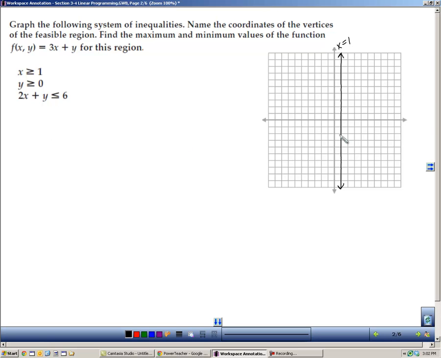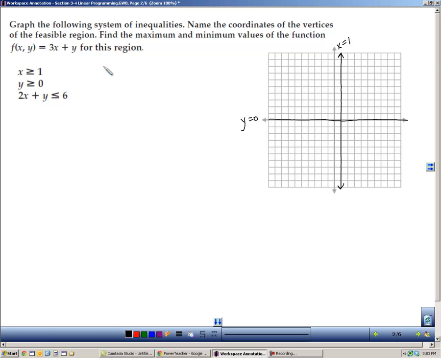My second one is y equals 0. That's this horizontal line. I can't use (0, 0) to try that one, so I'll try (2, 1). If I plug 2 in for x and 1 in for y, it works. So that means I'm going to shade above this line. So far I'm to the right of the x equals 1 and I'm above the y equals 0.